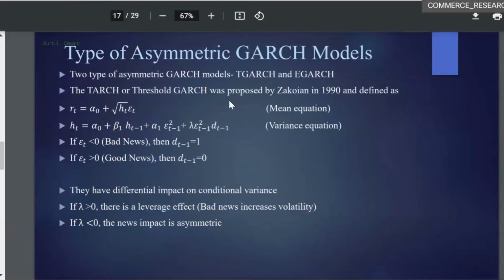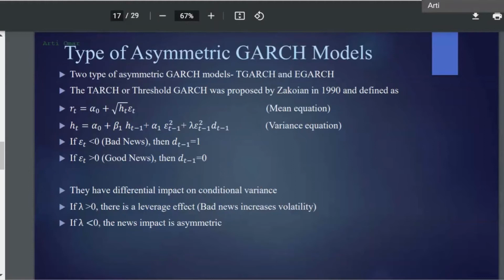Okay, fine. Now, types of asymmetric GARCH model. We have T-GARCH, the threshold GARCH, and then we have the exponential GARCH model. There is a small change in the equation. You should not worry about the equation and should not fear it. Equations are just the notation to describe the model.